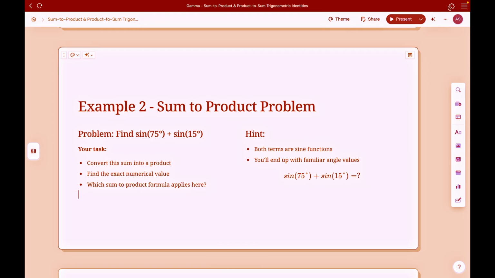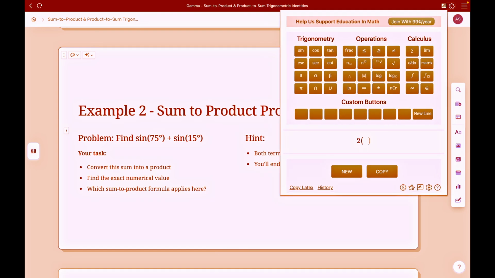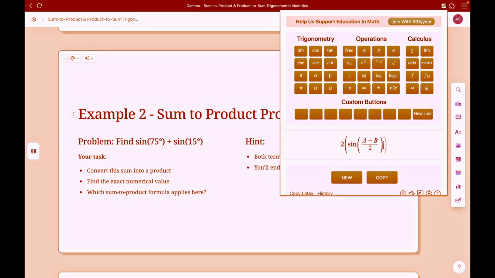The formula we will use for this is 2 times the sine of a plus b divided by 2, times, because we are using a sum to product formula, the cosine of a minus b divided by 2 instead of a plus b divided by 2. And then what will happen is you'll find out that this equation actually works out quite nicely.